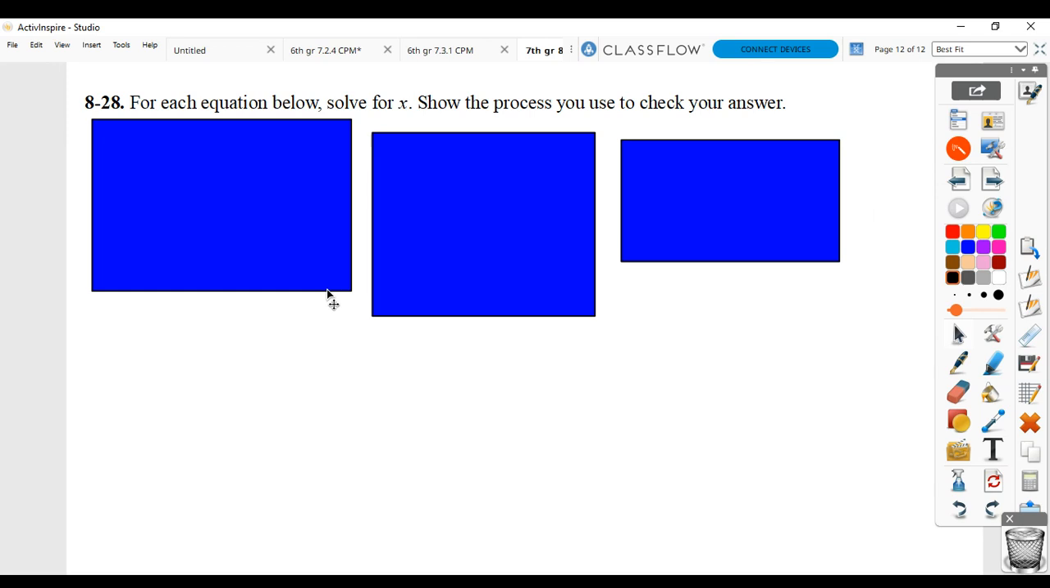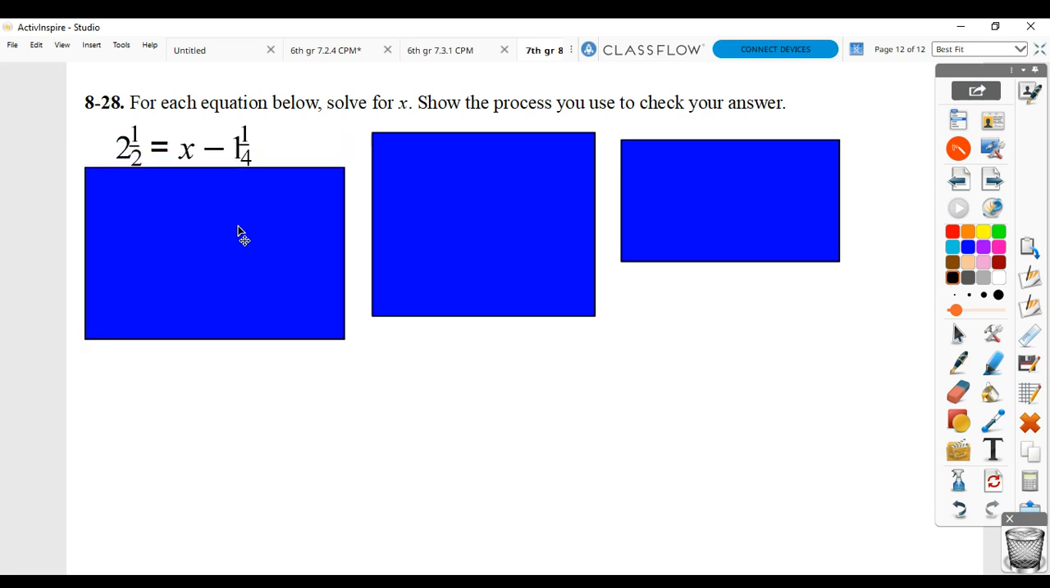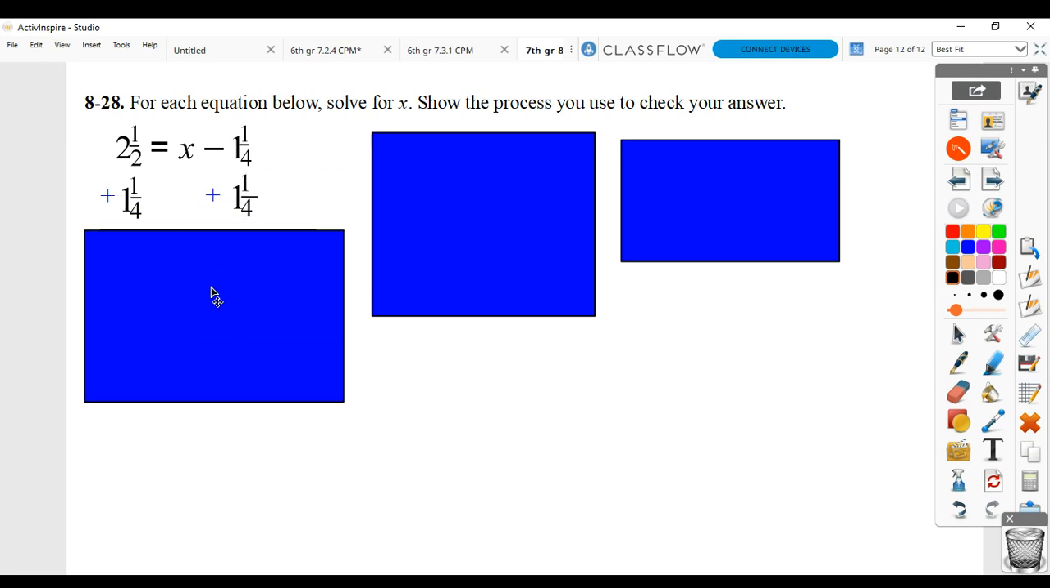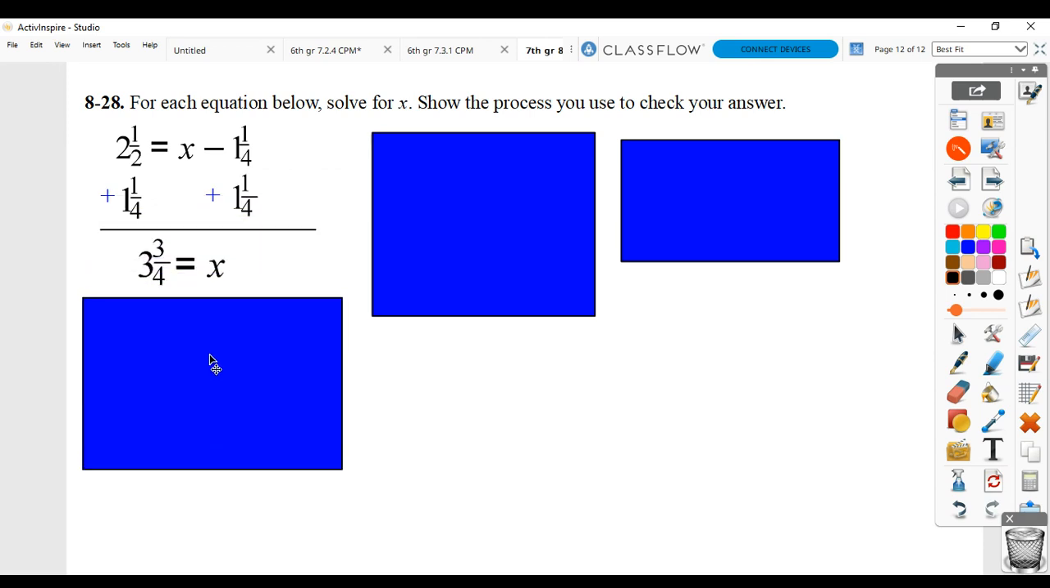For 828, you need to make sure that you solve showing your steps and also show your check. So for this first one, to get x by itself, you would add 1 1/4 to both sides, and you get x equal to 3 3/4. And then for your check, just show that when you put 3 3/4 in place of x, the left side and the right side both equal 2.5.